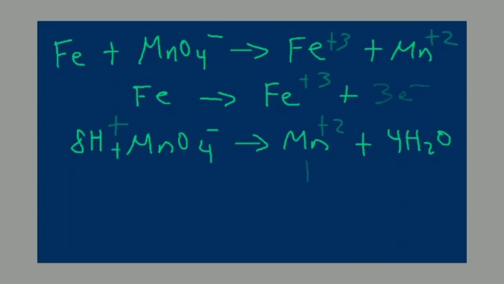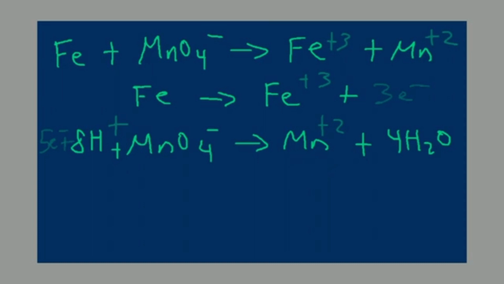Now we need to consider the charges. The total charge on the right side is 2. On the left, it's 8 plus -1, which is positive 7. 7 minus 2 is 5. So we need to add 5 electrons to the left side. So now the second half reaction is balanced.